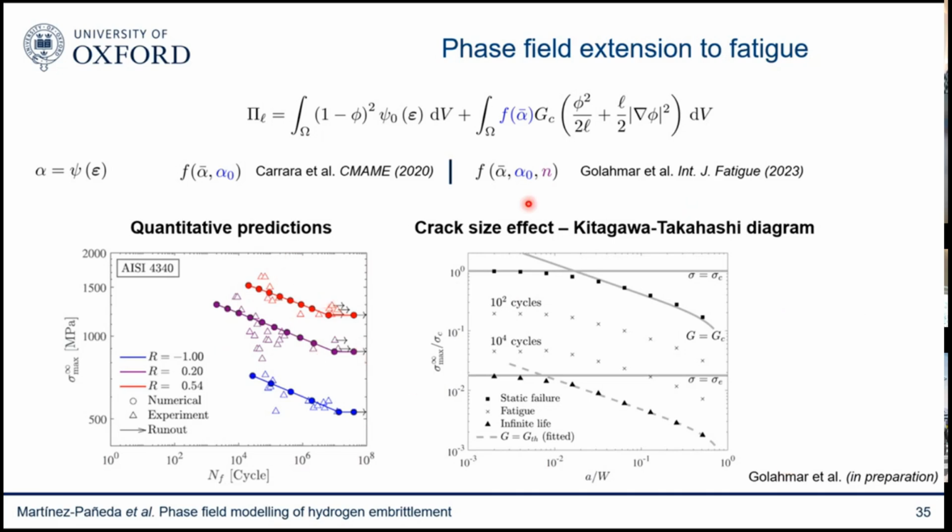And here, this is the famous Kitagawa-Takahashi diagram, KT diagram, similar to what I showed you before. This is failure stress versus crack size. And you can see that, of course, we reproduce the static case, and then we can produce these KT diagrams for any arbitrary choice of cycles. Again, this is what we use in our engineering standards, and this comes naturally out of our model. And we can see that we can get the two extremes again, the endurance, the infinite life, and the static life, and we can get what is in between.